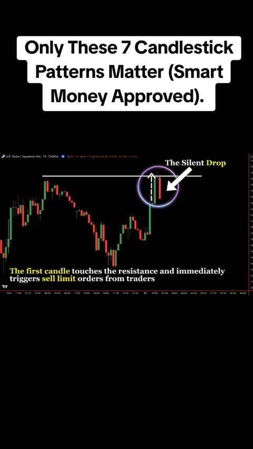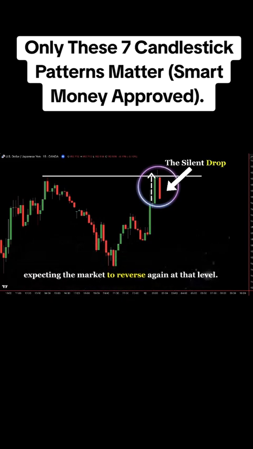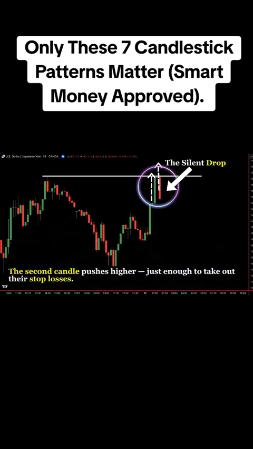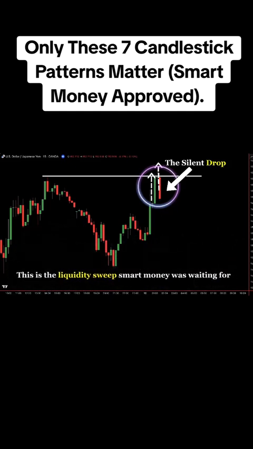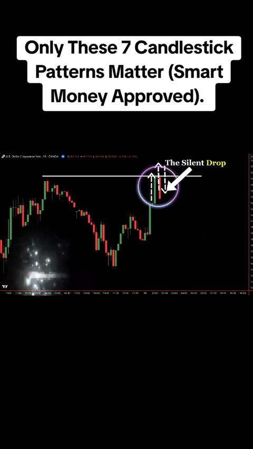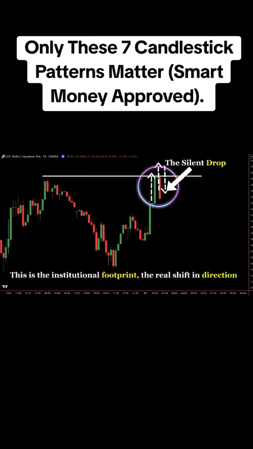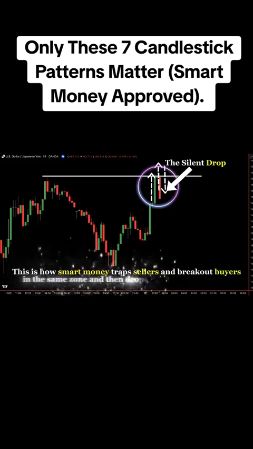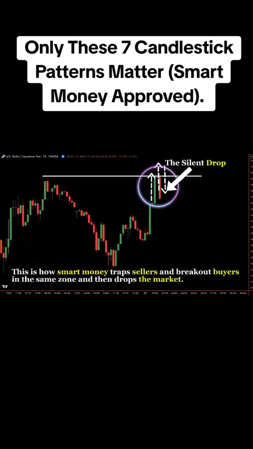The first candle touches the resistance and immediately triggers sell limit orders from traders expecting the market to reverse again at that level. The second candle pushes higher, just enough to take out their stop losses. This is the liquidity sweep smart money was waiting for. Then comes the third candle, a strong bearish move that confirms the reversal. This is the institutional footprint, the real shift in direction. This is how smart money traps sellers and breakout buyers in the same zone and then drops the market.